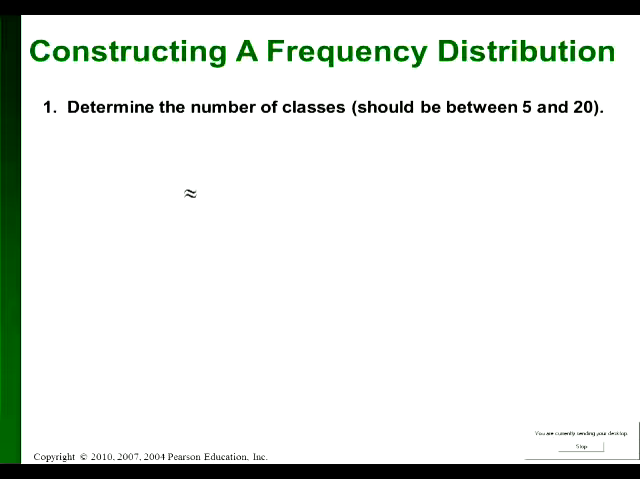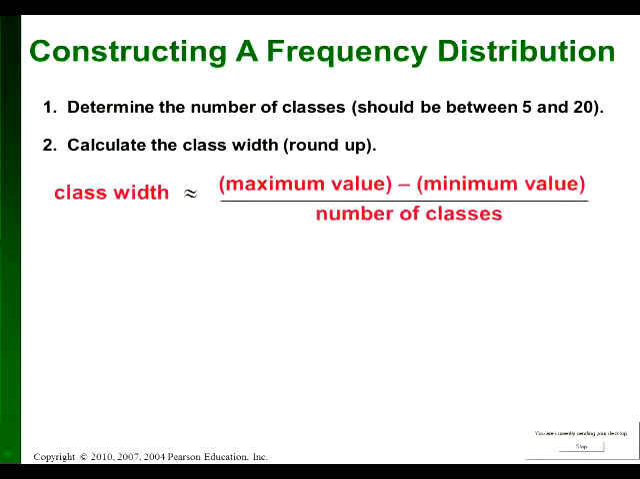Determine how many classes should be between 5 and 20, just because if you have 100 classes, that's going to be as difficult to make any sense of as the original data was. That's just too many classes to really get an image of what the data looks like.